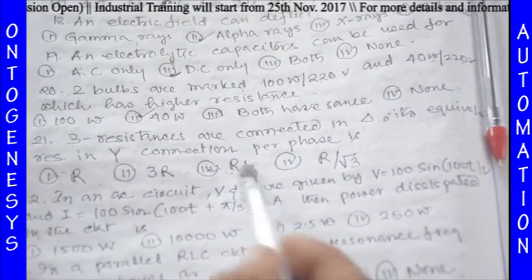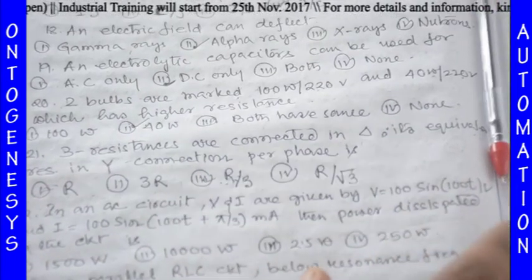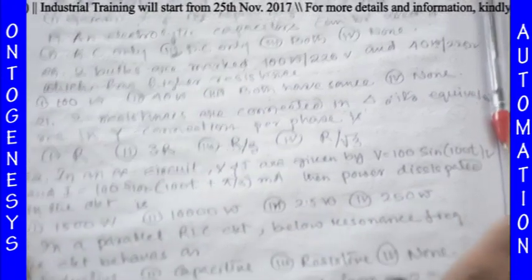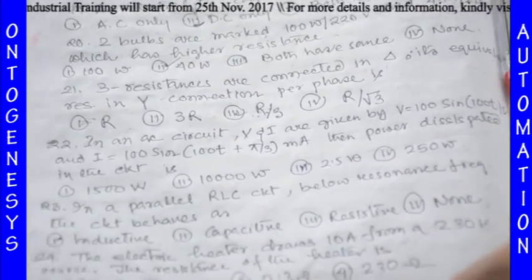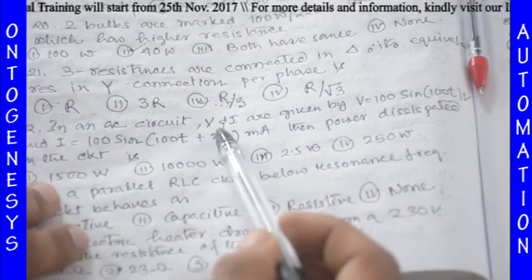R by 3. Next. So the next one is, in an AC circuit.